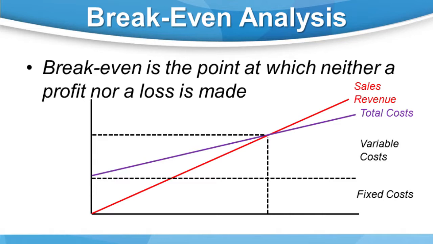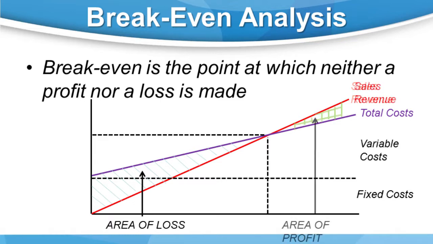We can see on this graph that the company's break-even point can be shown at the point where the sales revenue line, shown in red, crosses the total cost line, shown in purple. At any level of sales below this, the company makes a loss, and at any level of sales above this, a profit is made. But the break-even point is where there is no profit or loss made.